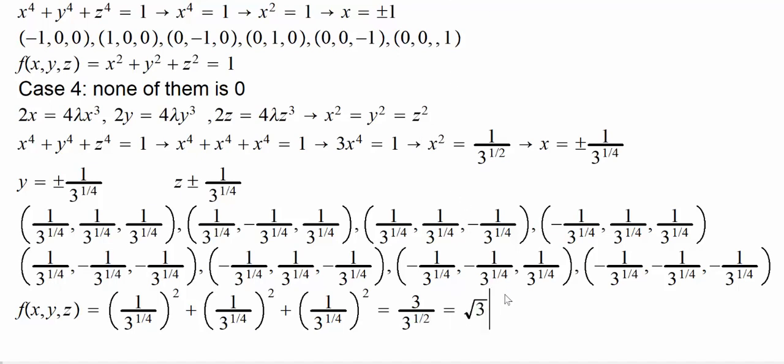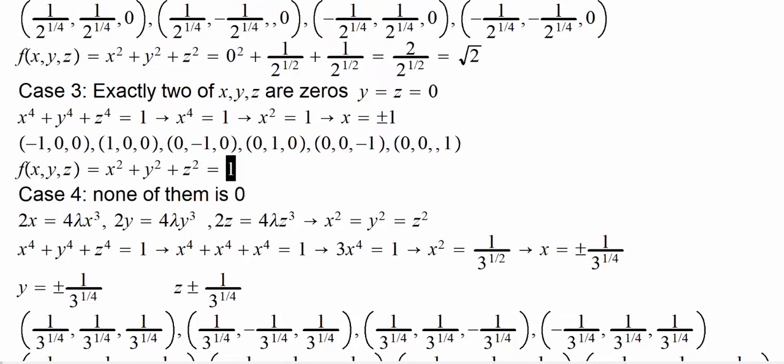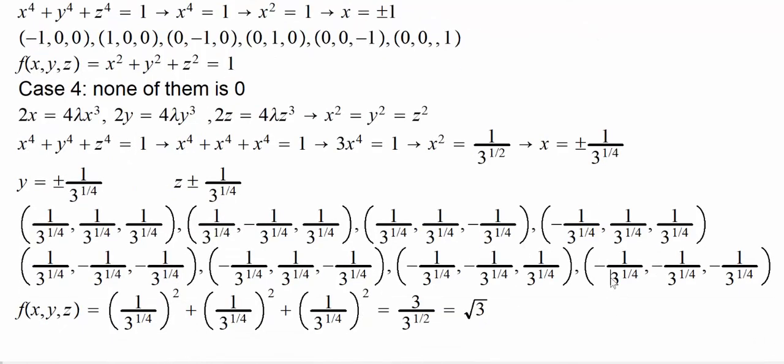So what are the possible values? We got a square root of 3 as the value at these 8 points, 1 as the value at these, how many? 6 points, right? And a square root of 2 as the value at those 12 points. So I think our max is square root of 3, and our min is 1. Let's just go ahead and very quickly look at these graphically.